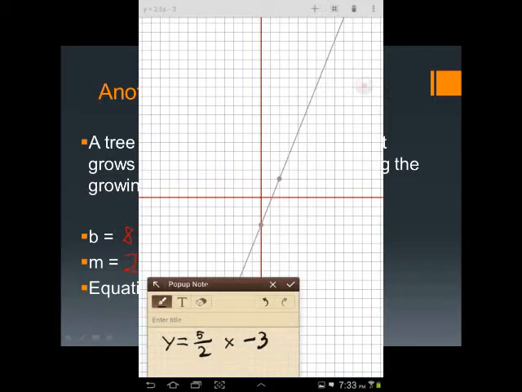It's not showing up very well right now. Oopsies. How do I get rid of that point? Well, that was bad.